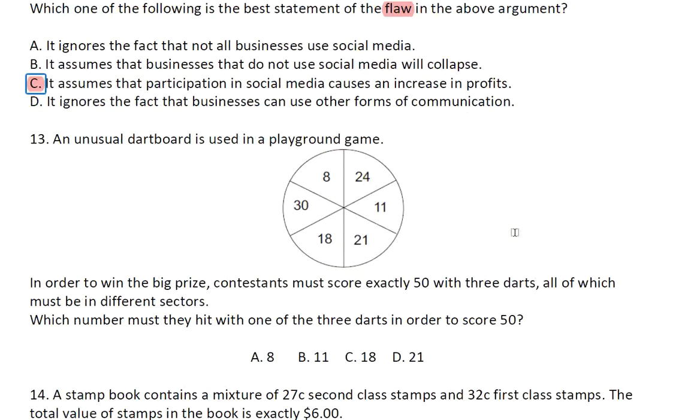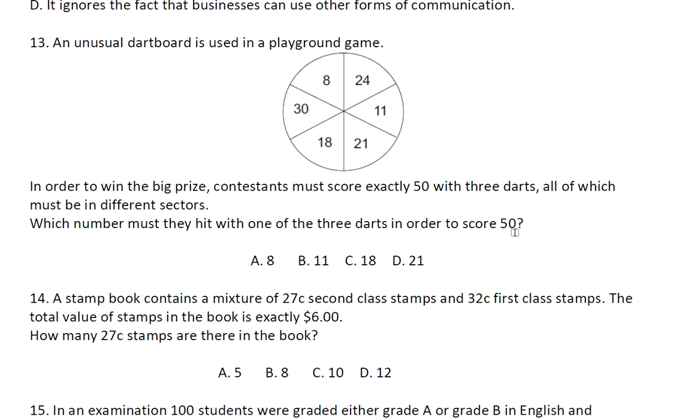All right, the next question shows us an unusual dartboard used in a playground game, and we've got some numbers there: 8, 11, 18, 21, 24, 30. Put them in order. In order to win the big prize, contestants must score exactly 50 with 3 darts, all of which must be in different sectors. Which number must they hit with one of the 3 darts in order to score 50? So what you want to do here is find the combinations that make 50. Let's have a look.